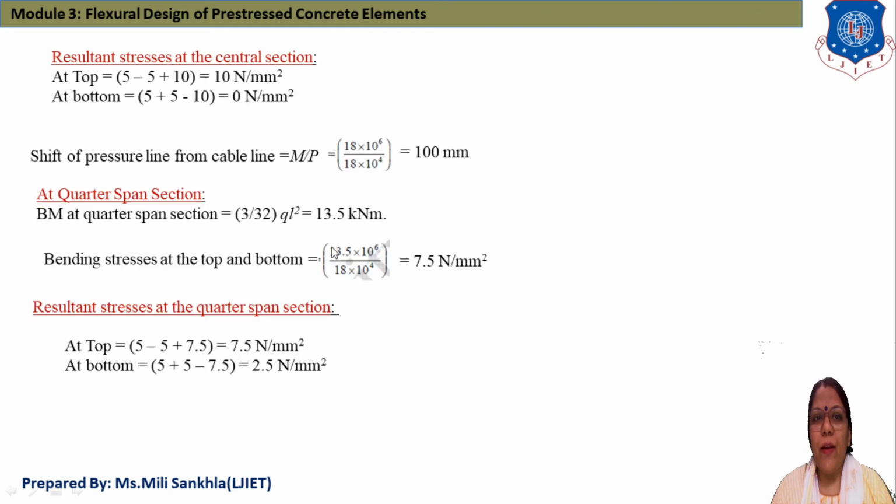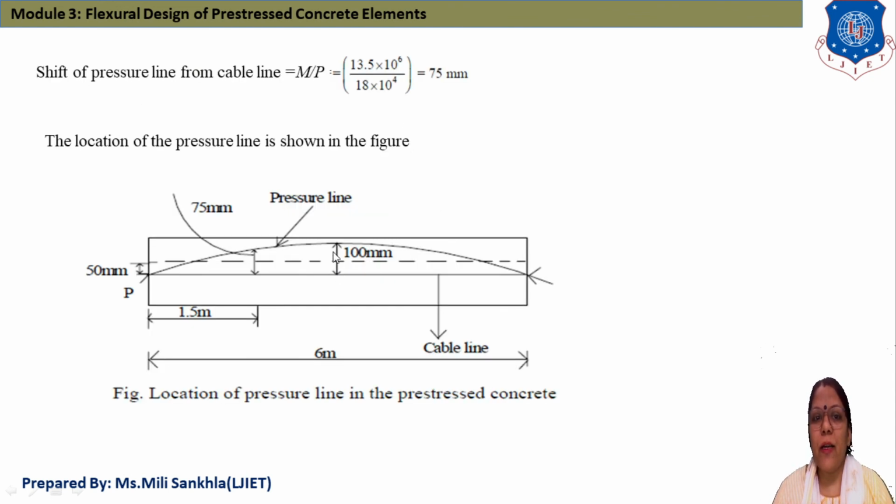Here we find out the shifted pressure line from cable line at center portion, 100 mm. So plot this from center line, this distance is 100 mm, and at quarter distance our answer is 75, so this distance is 75. This is the location of the pressure line in the pre-stressed concrete member. Now here we stop. In next session we start with a new topic.